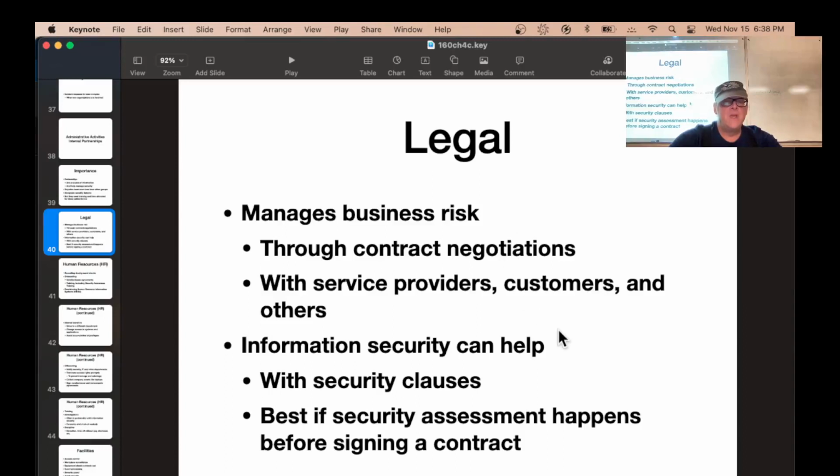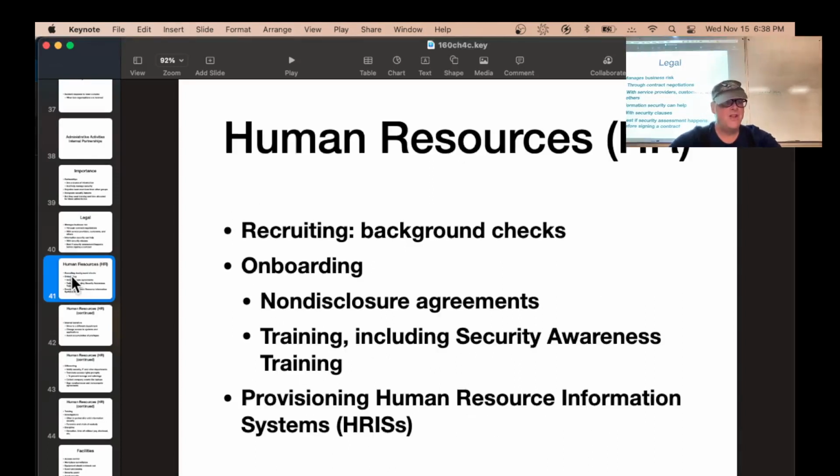So you have business risk and legal issues, and you can have security clauses which help. It's best, of course, if your legal team gets involved before you sign a contract, obviously, making sure you have the right clauses in there.